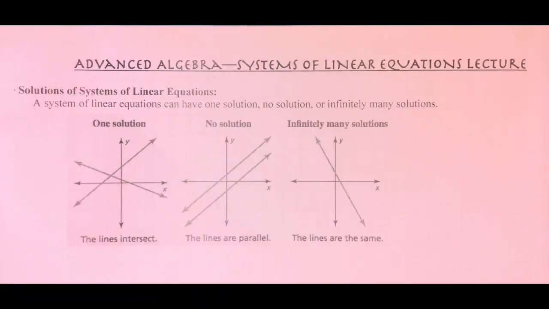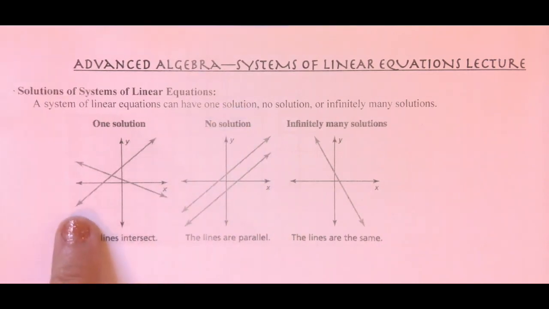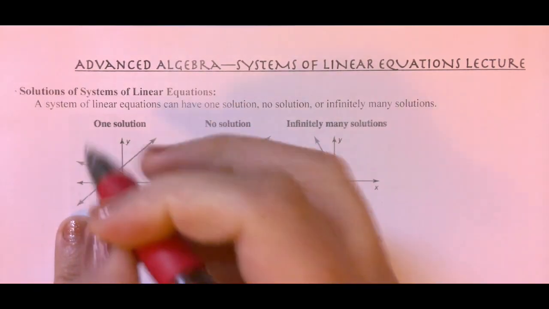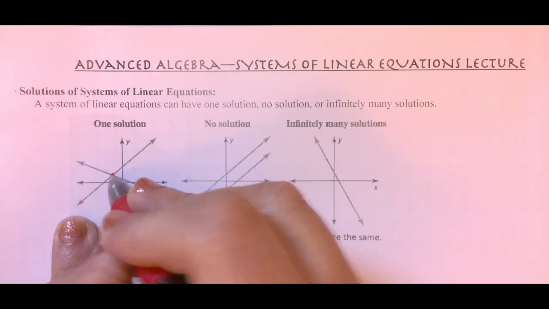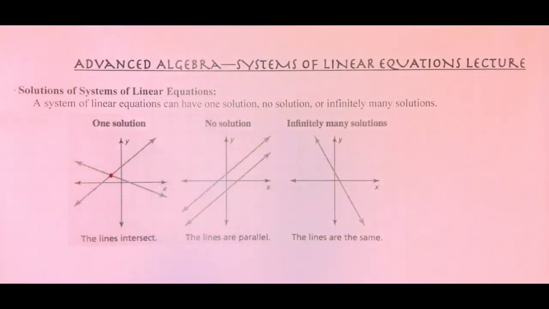All right, so in this video, we're looking at a review of systems of linear equations. There are different ways we can visualize solutions for systems of linear equations. We have three options. We could have a system that has one solution. So we have two lines that cross, and right here, this is the point, the ordered pair that makes both of the equations true. It's the one place where they cross.